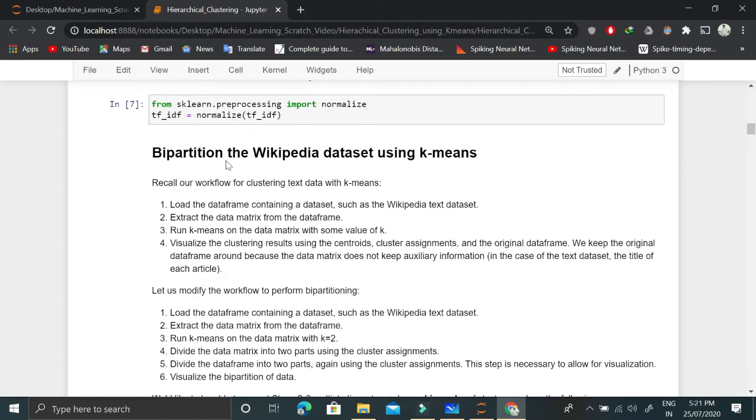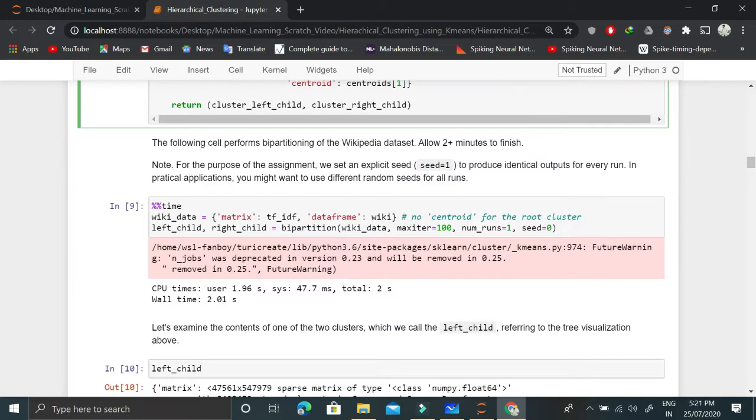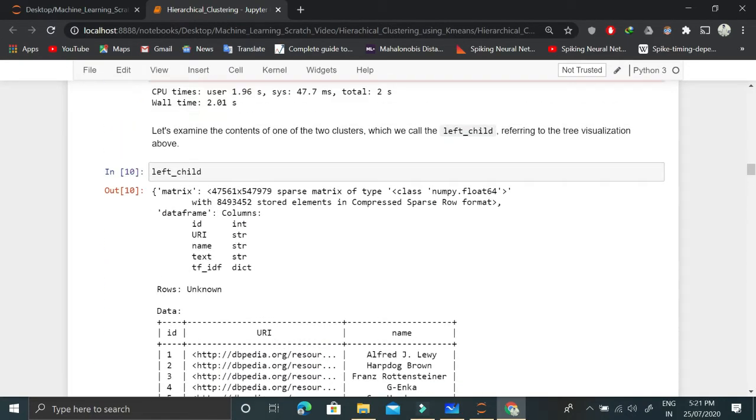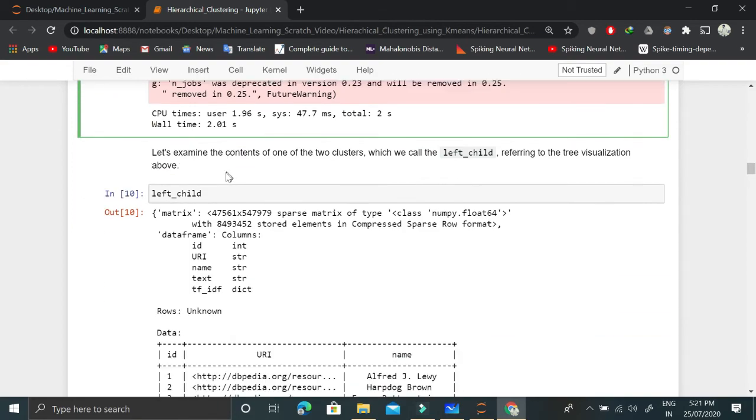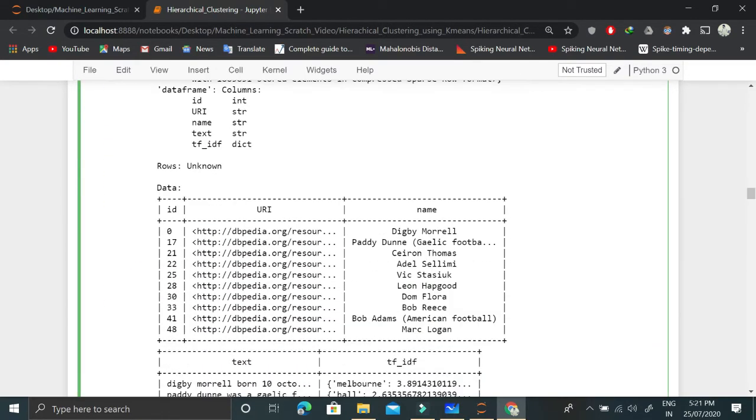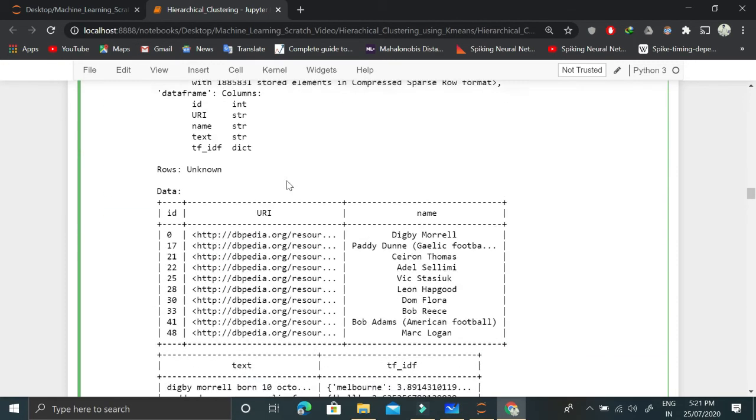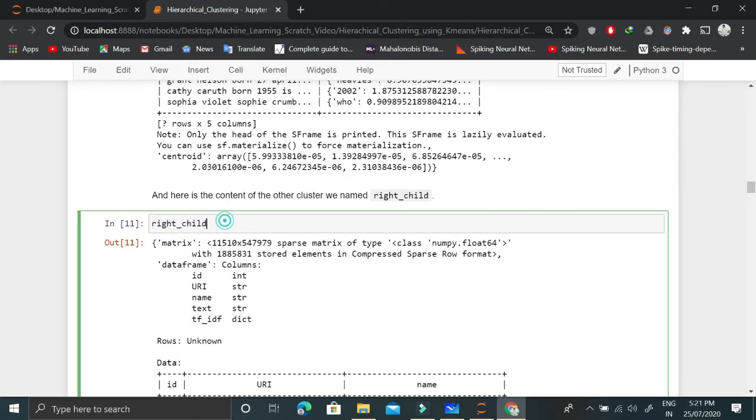Once we do it, we write this important function. After that, we are just applying that bipartition function, and we are extracting this left child dataset and right child cluster dataset, and we are exploring them. Once we explore it, we try to interpret these clusters, that is, what is inside these clusters. For different domain applications, these cluster interpretations will be different, because we are dealing with language data, with documents. So we humans can understand these documents and can interpret them very easily.